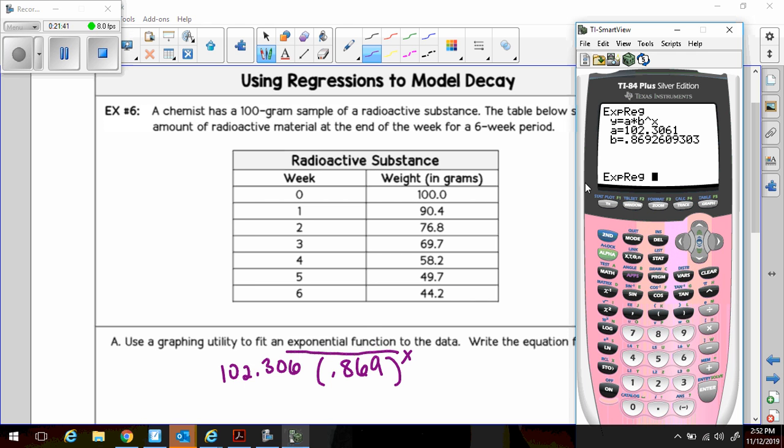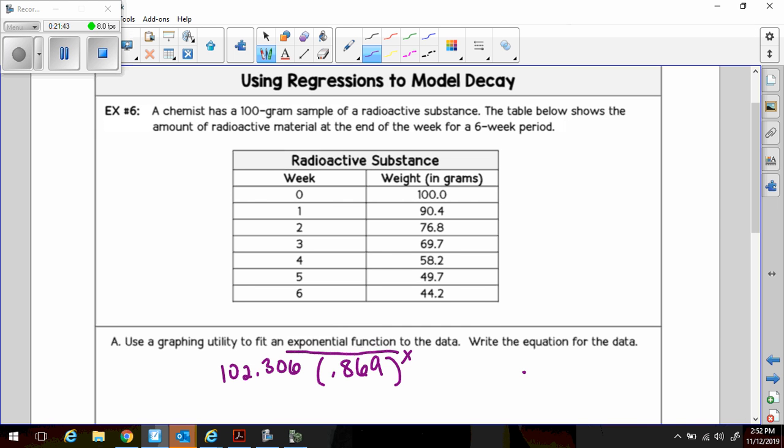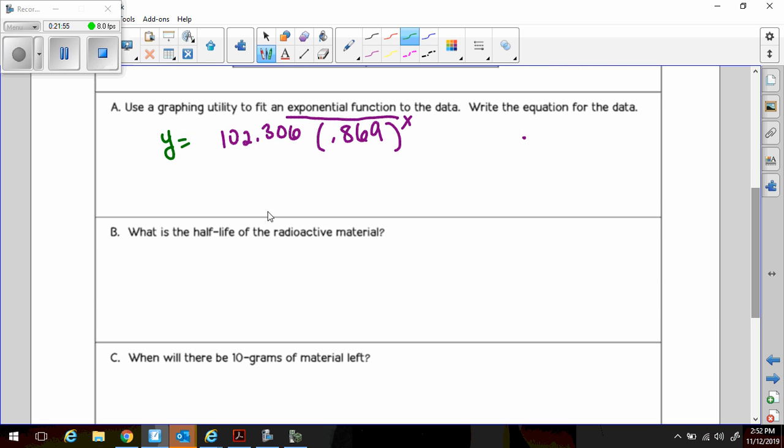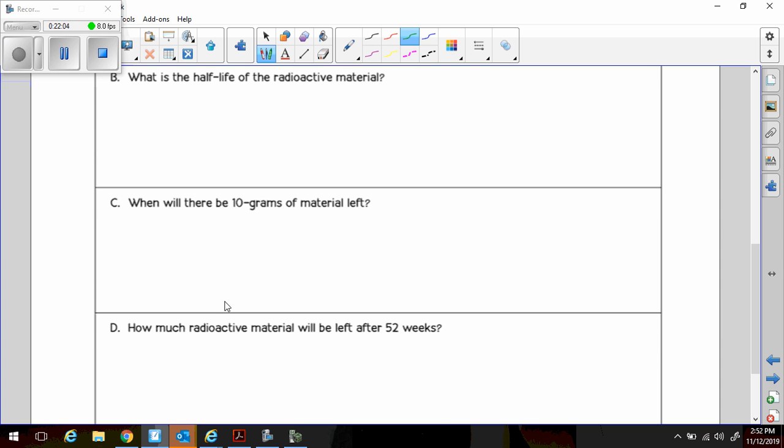Alright, now I think you guys can use this to find part B, C, and D. Use this function. So y equals this. This is part A. What is the half-life? When will there be 10 grams? That's solving for x. And how much? So this one we're going to plug in 52 and find out how much.